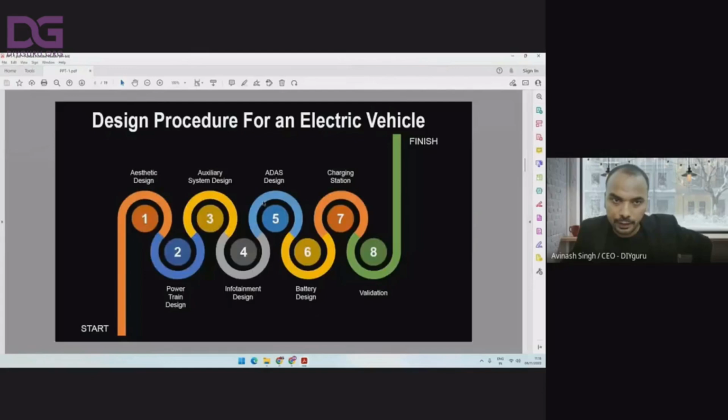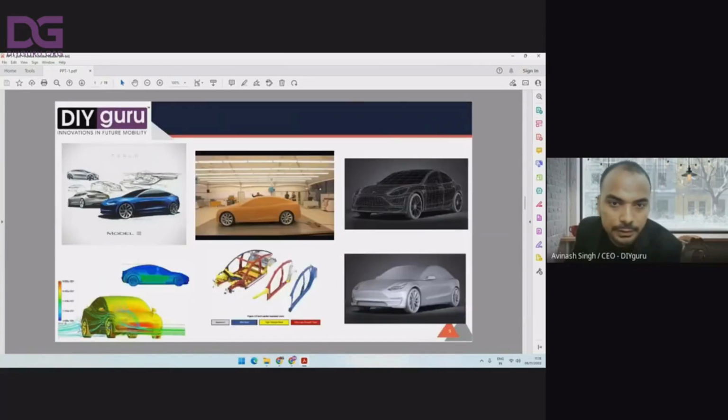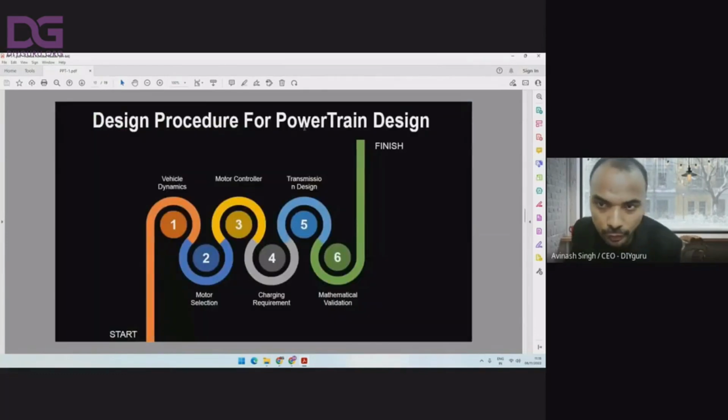So we were on the design procedure for an electric vehicle. I was covering the aesthetic design, right? The first stage of the design procedure is aesthetic design, and after that, we go to powertrain design, right? So powertrain design, this is the procedure for powertrain design.